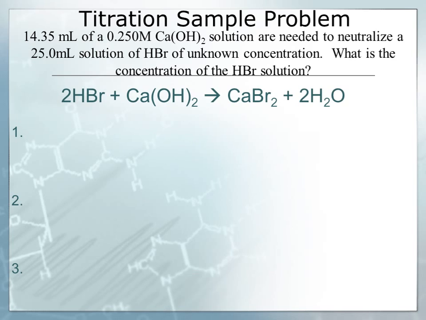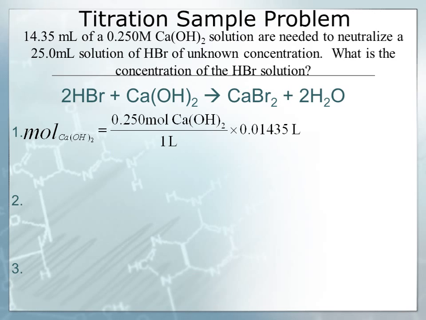Our balanced equation shows that our hydrogen bromide to calcium hydroxide is actually in a 2-to-1 ratio, so this will be slightly different than the previous example. However, we start the same way. We need to figure out how much calcium hydroxide was actually dispensed in that 14.35 milliliters. So we start with the concentration and we multiply it by the volume, and we find that 0.00359 moles of calcium hydroxide were dispensed in that quantity.